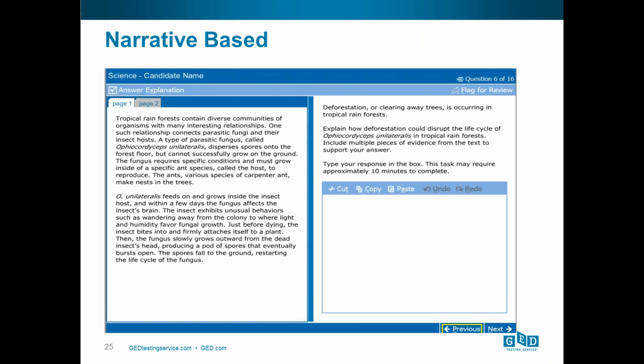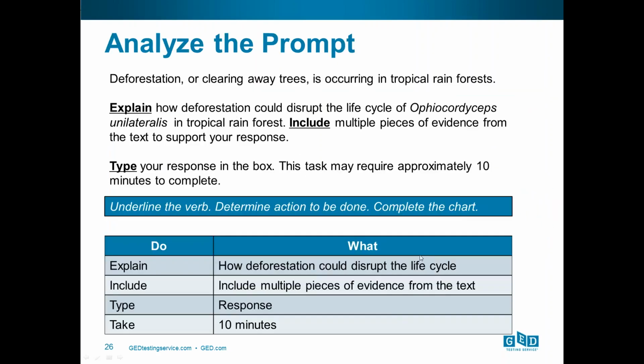Well, Bonnie, when I look at that, I'm reminded of something that we do with RLA, and that's analyze the prompt, and we unpack that prompt. So if we were to use the same do-what chart that we've always had, we focus in again on the verbs. Underline those or put them into the chart, look at what action is to be done from that verb, and complete the chart. So we have to explain what? How deforestation could disrupt the life cycle. We've got to include what? Multiple pieces of evidence from the text. So that tells me I have to have at least 2 pieces, Bonnie. Then I have to type my response, and I should be taking about 10 minutes to complete this, because it really is a short answer.